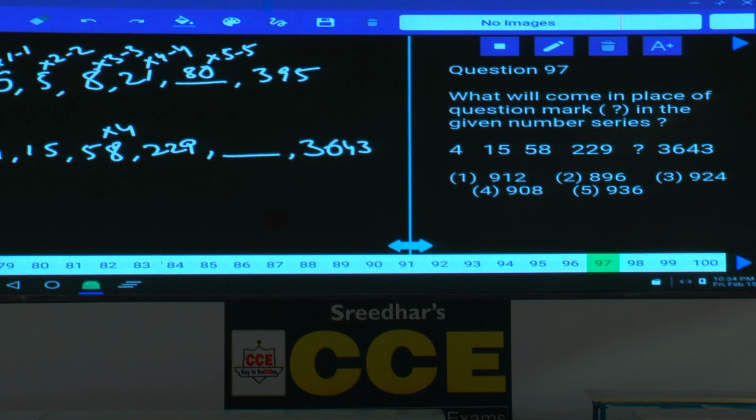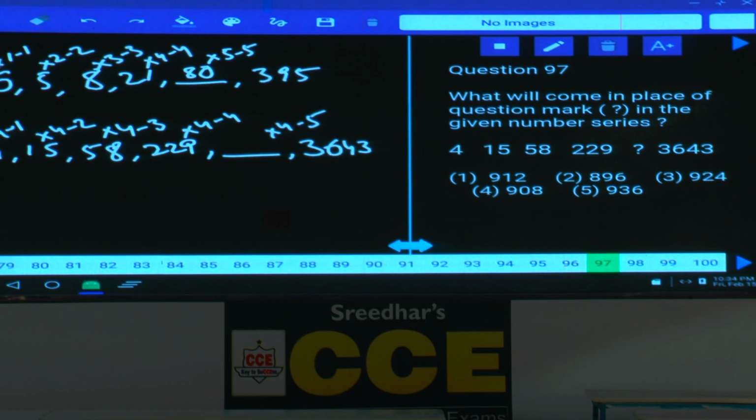58 into 4, isn't it? 58 into 4 is 8 into 4, 32, that means 232 minus 3. Now this is into 4 minus 3, and whatever the previous one here, 15 and 58: 15 into 4, 60, minus 2 is 58. Now this is 4 into 4, 16, minus 1 is 15. Into 4 is multiplied into 4 minus 4, and the next one will be into 4 minus 5.